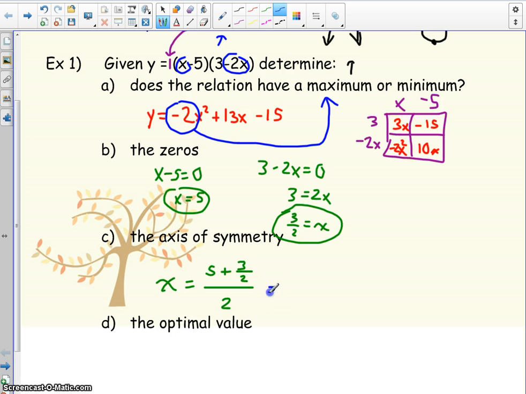Okay, so you do some quick work with the fractions here. This gives you 5 is 10 over 2, so 10 over 2 plus 3 over 2 is 13 over 2. So you get 13 over 2, all divided by 2, which is 13 over 4.